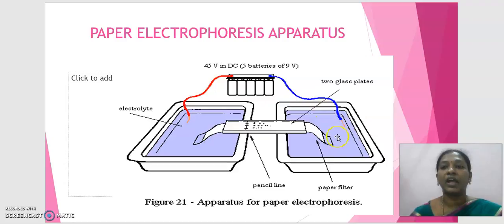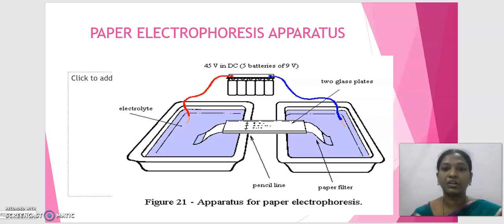When we apply an electric field by using a battery, the sample will start to move according to its charge. Oppositely charged substances attract, that is, positive moves towards negative and negative moves towards positive. After this process is completed, we can take the paper out, and after drying we can apply a staining technique and find out the separated substances. This is paper electrophoresis, a very simple type of electrophoresis.